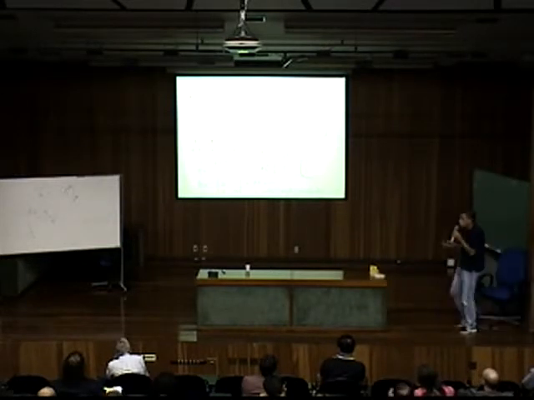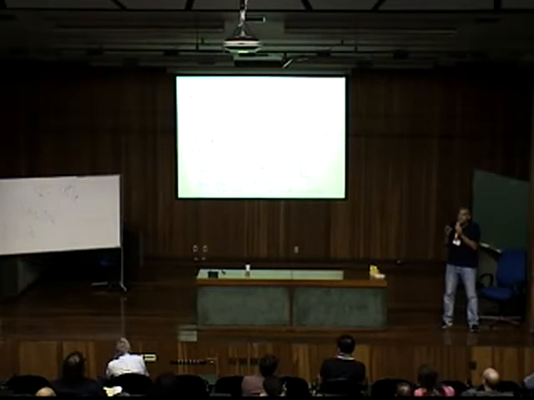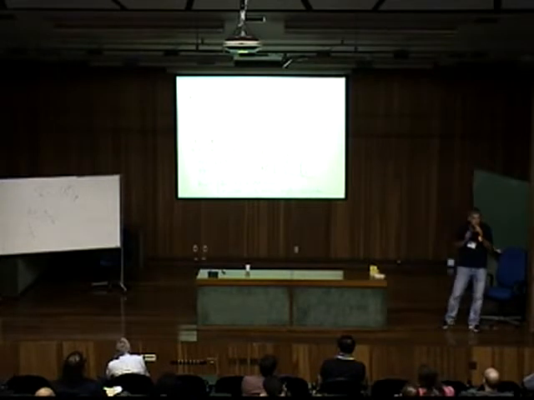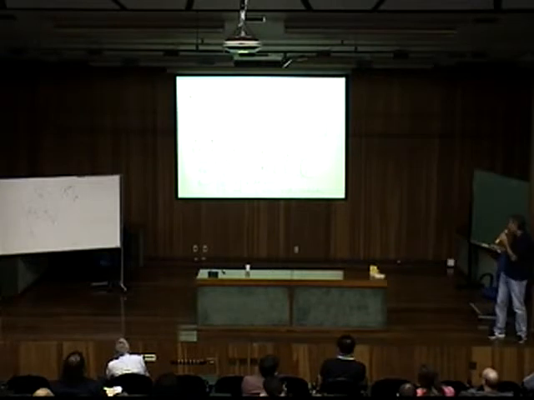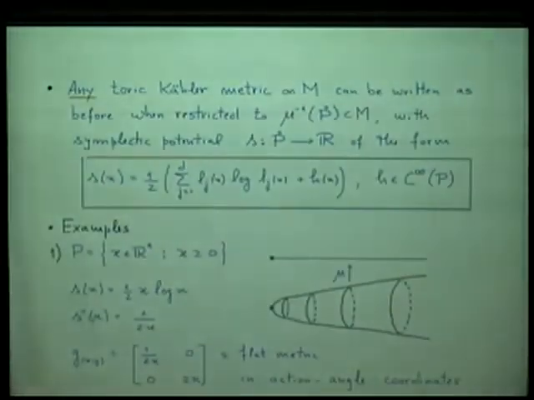Now, of course, we want to look at complex structures that extend to the rest of your manifold. You don't just want them to be defined on that open piece, you want them to extend smoothly to the whole toric manifold, and that puts some restrictions on your symplectic potential when it approaches the boundary of the image of the moment map.